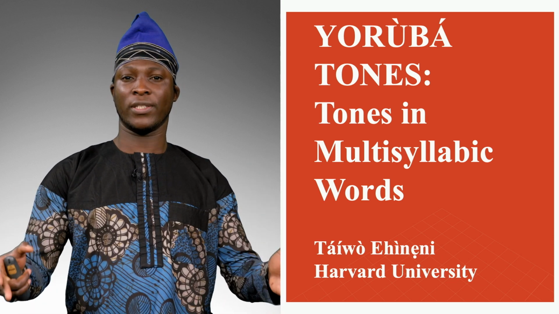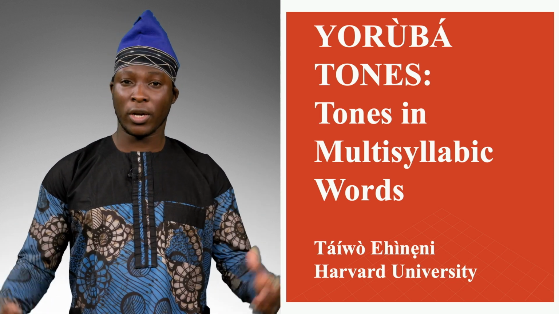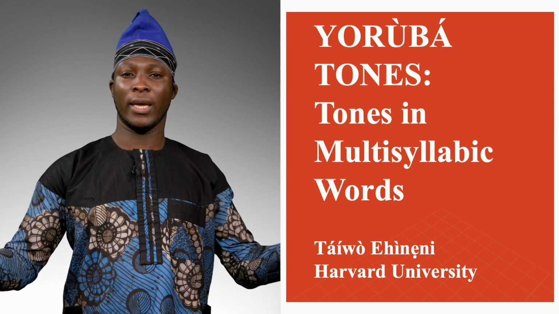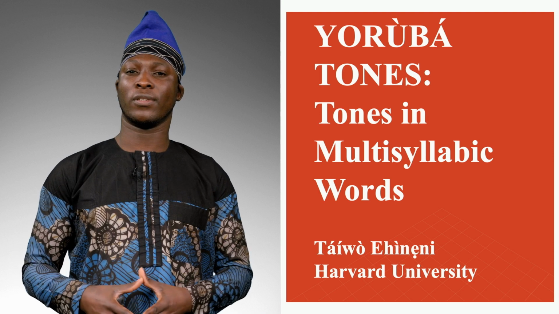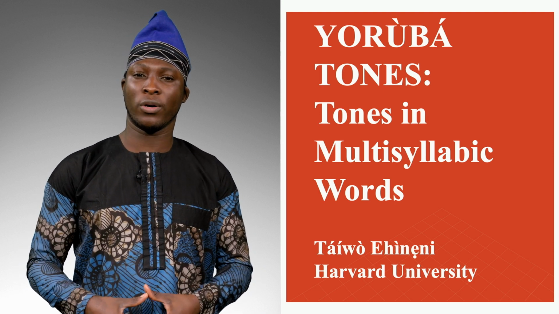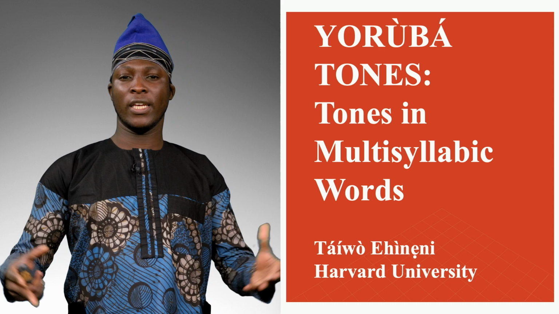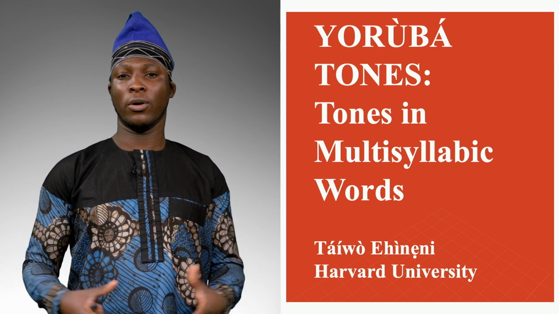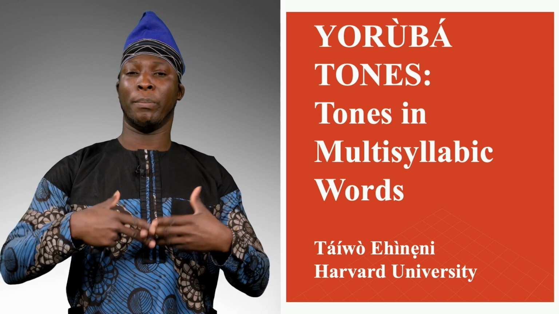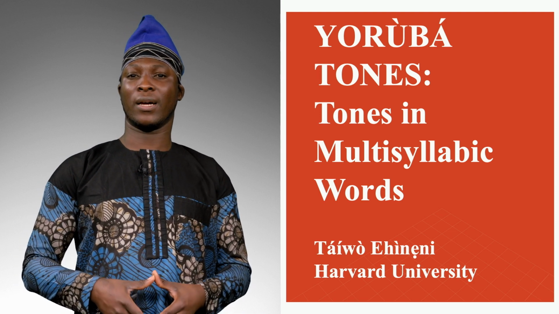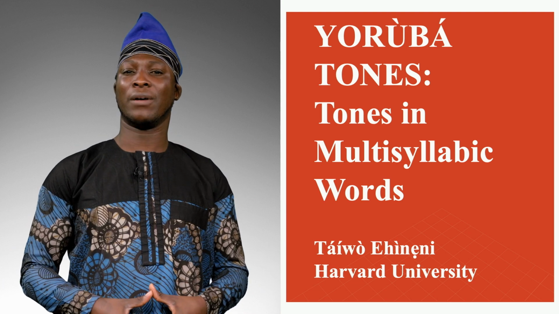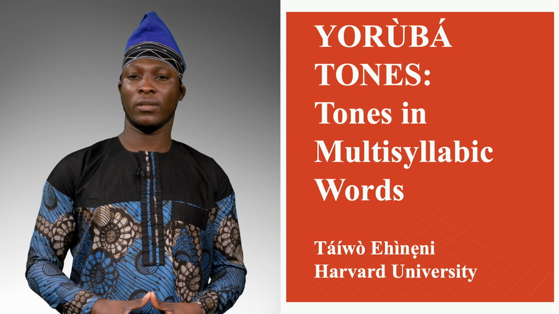And for this presentation, the focus is to talk about Yoruba tones in multi-syllabic words. So beyond tones in bisyllabic words like dodo, ile, iṣẹ́, and so on, tones in multi-syllabic words, not just bisyllabic words, like ìgbàgbé, words that have more than 2 syllables. They could have 5 syllables or 4 syllables. The goal of this lesson is to look at tones in such words.